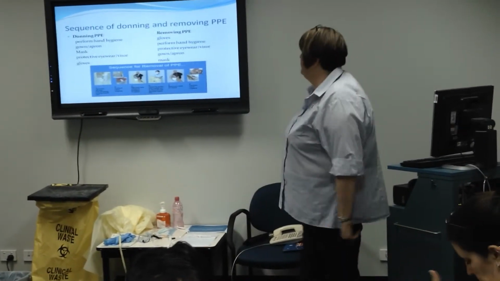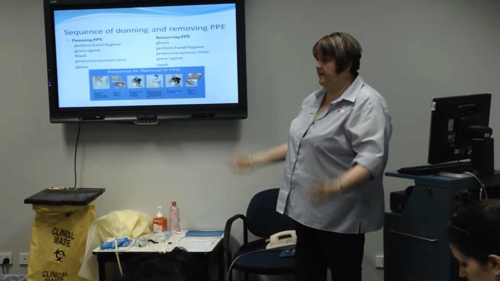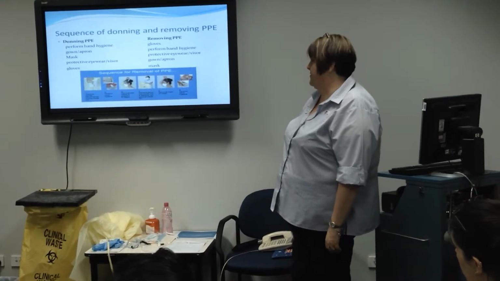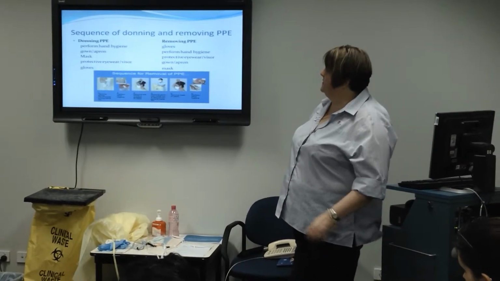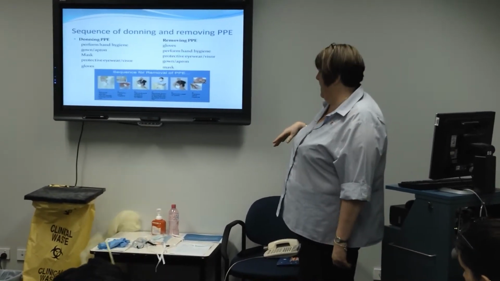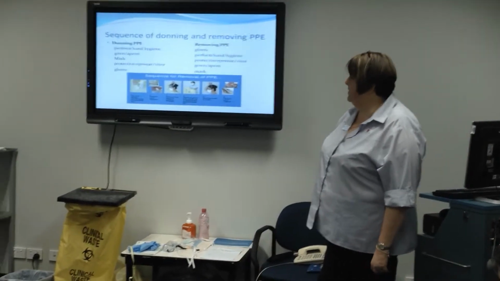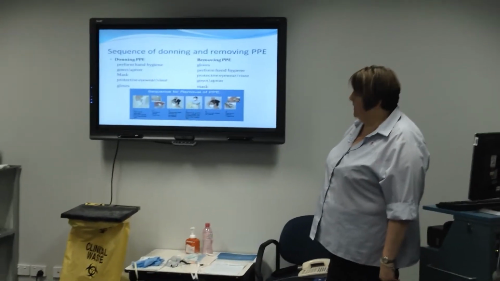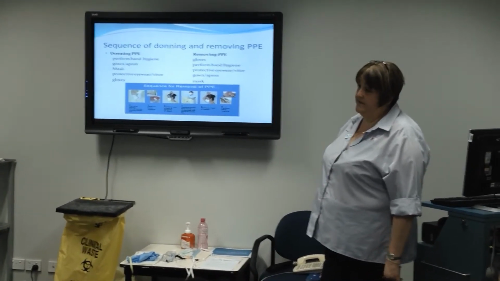Now, the sequence of donning and removing PPE. There's a way that you need to put it on and a way that you need to take it off, so that you're protecting yourself more so when you're removing it. I'm going to go through that in the last piece of the actual presentation. So you perform your hand hygiene, you put your gown or your apron on, then your mask, your protective eyewear or visor, and then your gloves.